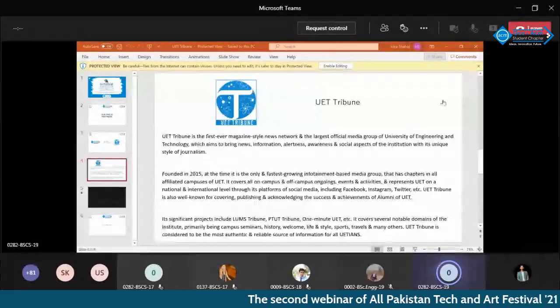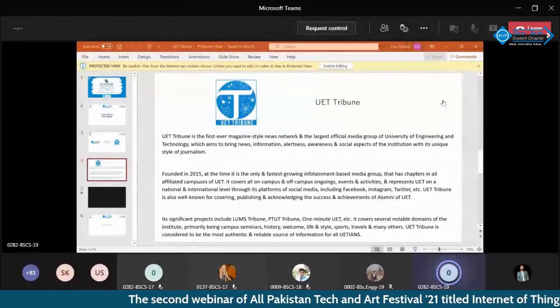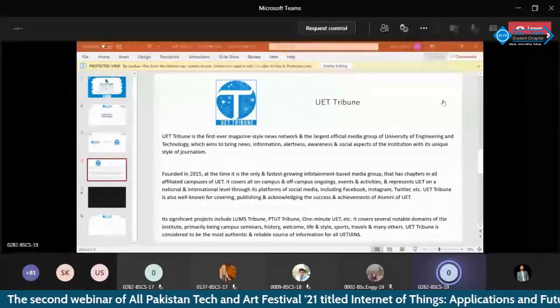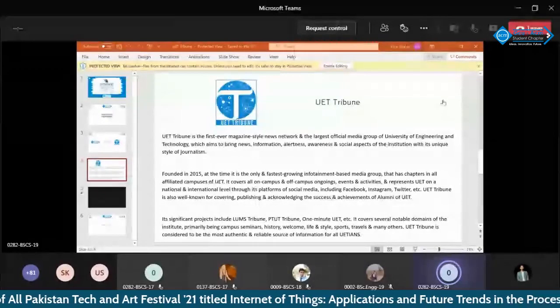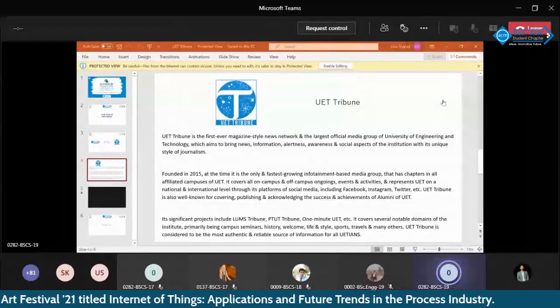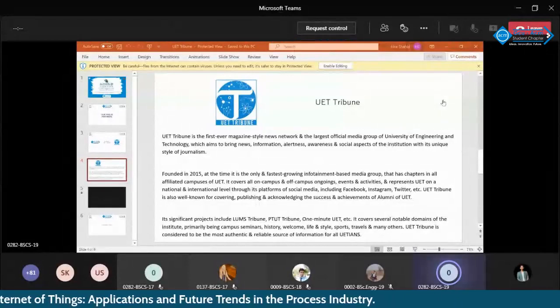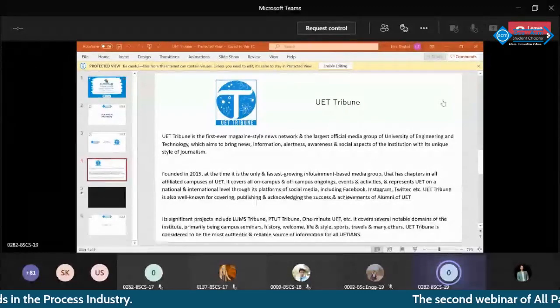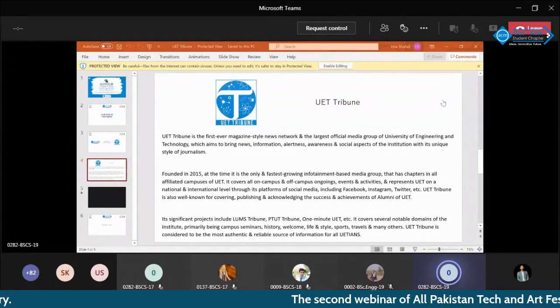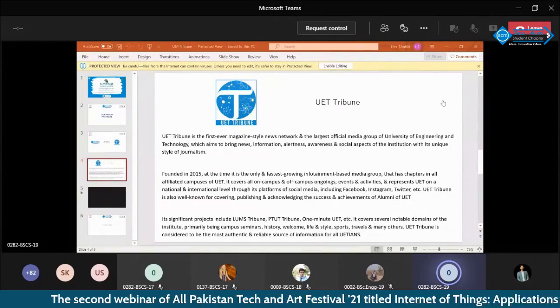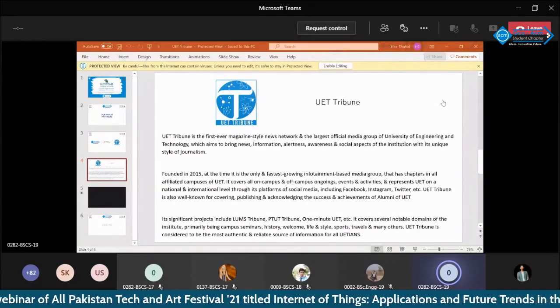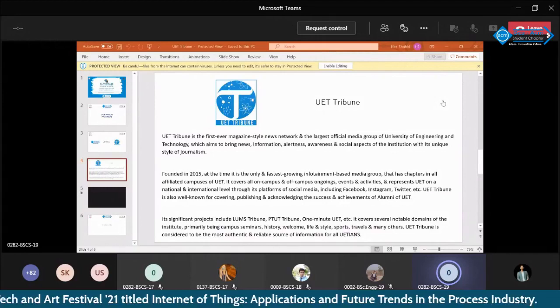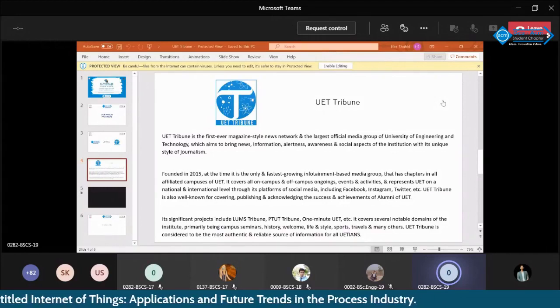UET Tribune is also well known for covering, publishing, and acknowledging the success and achievements of alumni of UET. Its significant projects include LUMS Tribune, PTUT Tribune, 1 Minute UET, etc. It covers several notable domains of the institute, primarily campus seminars, history, welcome, life and style, sports, travel, and many others. UET Tribune is considered to be the most authentic and reliable source of information for all UETians.